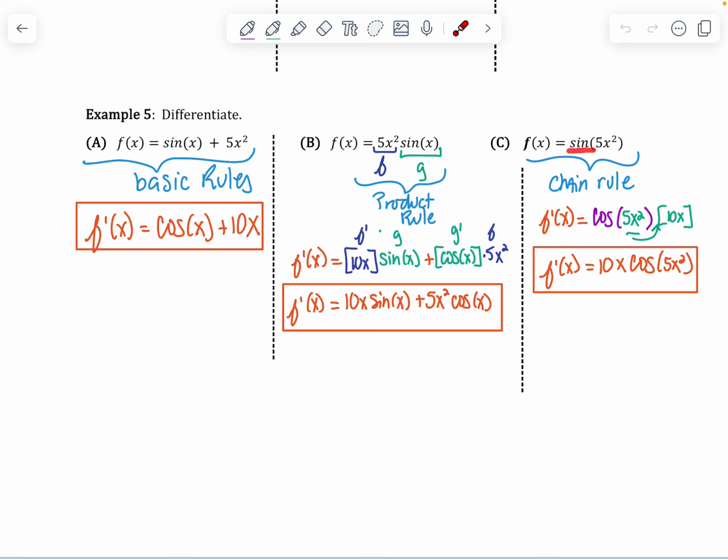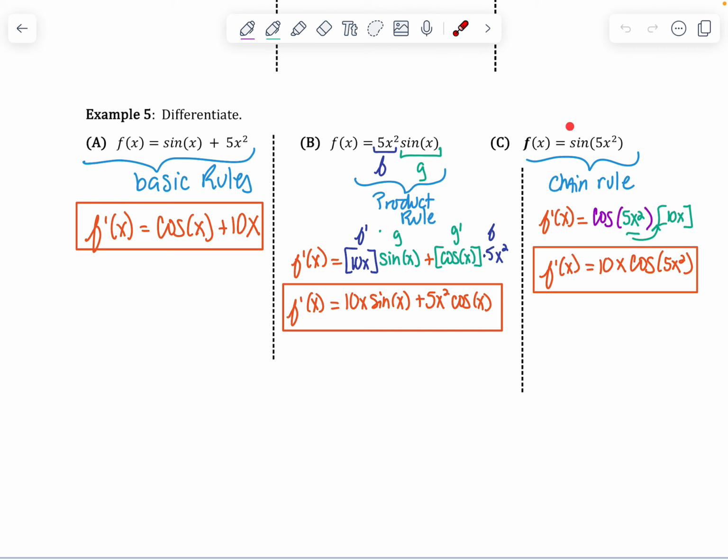I see a sine just like I've seen on all of these. I see a 5x squared just like I've seen on the previous two. But notice it's located inside of the sine. So this requires a chain rule. So the derivative of the sine is the cosine, where the interior stays untouched. But now I need to take the derivative of 5x squared, which gives me 10x. And for clarity, we tend to put that out front.